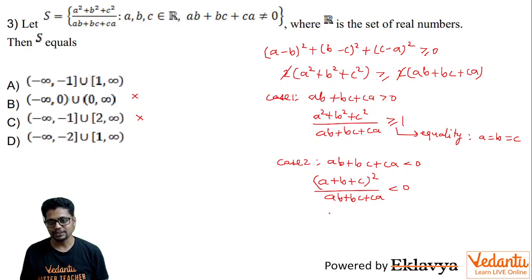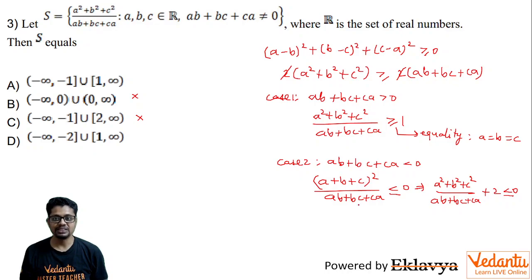Here, as you expand, you get a square plus b square plus c square plus 2 times ab plus bc plus ca, whole divided by ab plus bc plus ca. So you have a square plus b square plus c square divided by ab plus bc plus ca, plus 2, is less than 0. And rather we can even take equality here. Although a square plus b square plus c square can't be 0, a plus b plus c can be 0. Here a plus b plus c can be 0, while ab plus bc plus ca is strictly less than 0. So that can happen. We should take even equality, because the numerator can become 0.